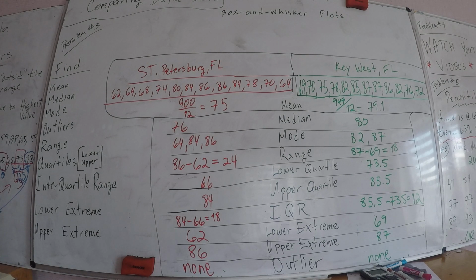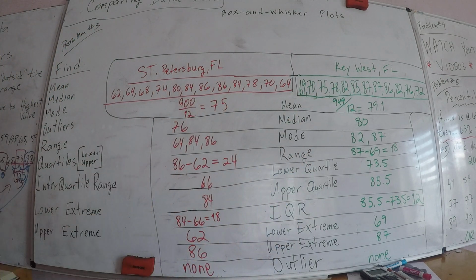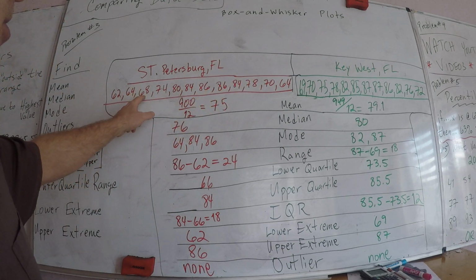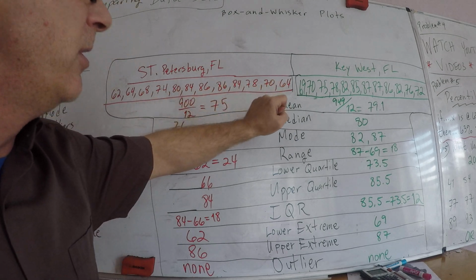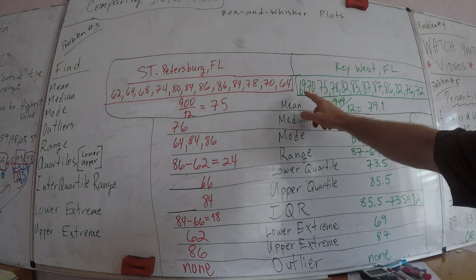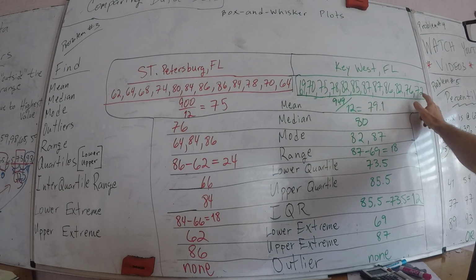So, we're going to compare, the example in the book is comparing St. Petersburg and Key West. We had the months. Here are the months: January, February, March, April, May, June, July, August, September, October, November, December. Then again in Key West: January, February, March, April, May, June, July, August, September, October, November, December. Right?